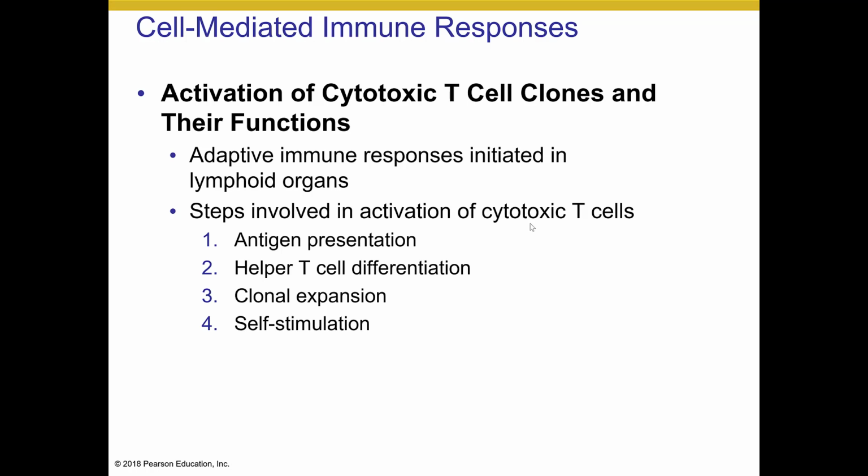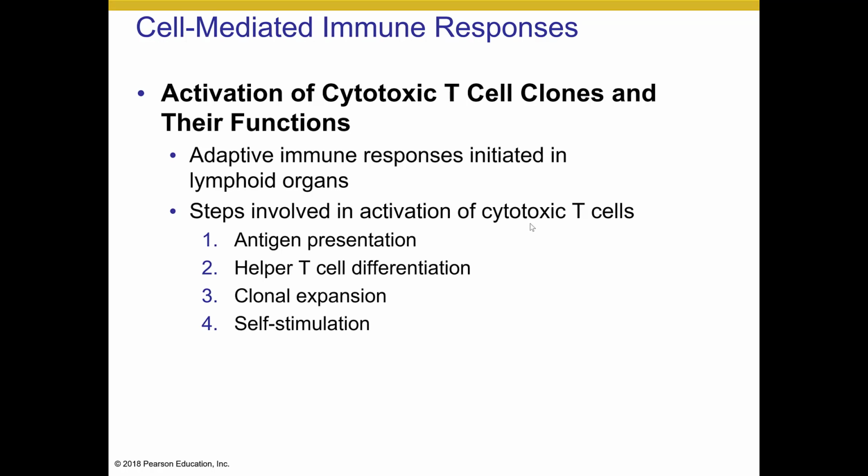Let's use our chickenpox virus as our example again. Let's say we have the chickenpox virus. We only have, and again, this is just for an example, this is not a true number, but to illustrate my point, we only have 10 cytotoxic T cells designed to respond to chickenpox virus.